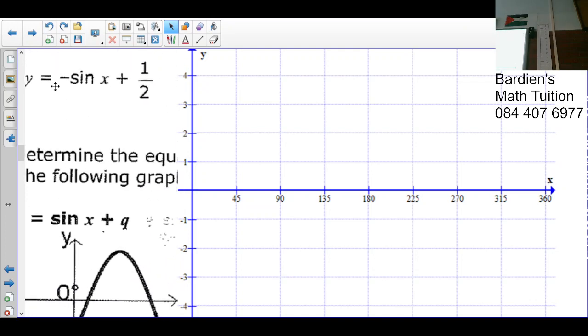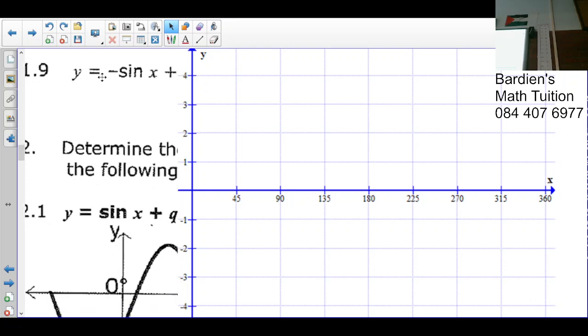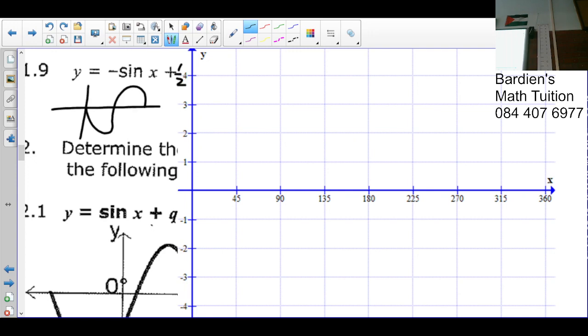Number 9, you've got negative sin x plus a half. So the negative sin x graph will do that. The plus a half will shift this graph up half a unit. So that point there goes to a half.